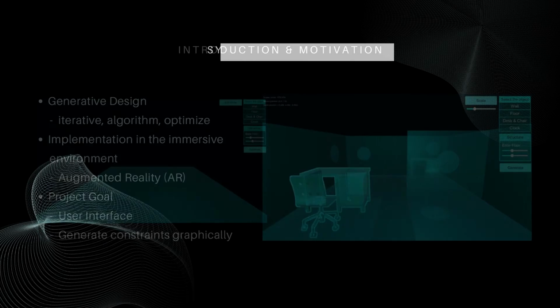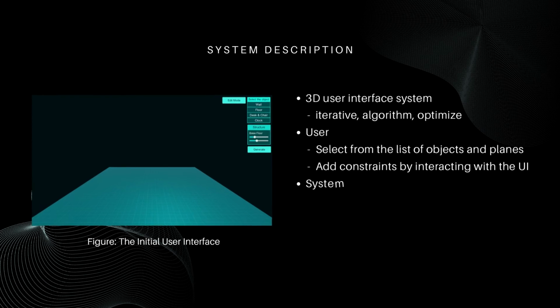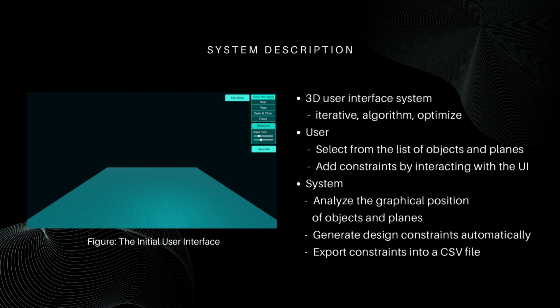Our design of a 3D user interface system of generative design software in the AR environment is based on a customized 3D space with a virtual horizontal plane as the ground. Users can select from the list of objects and planes that they want to put into the space and add constraints on them by interacting with the UI.